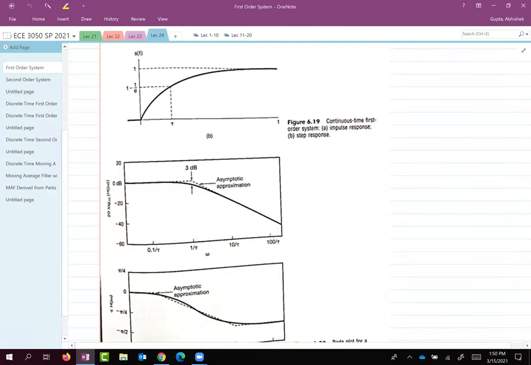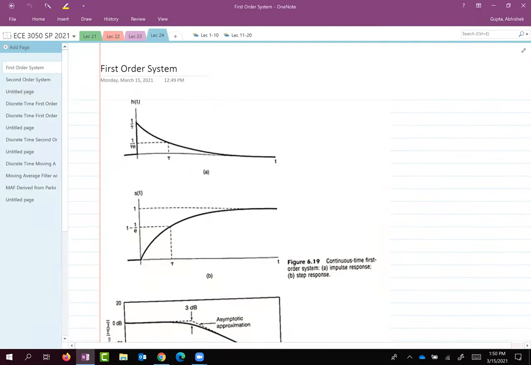All right, so in the previous class, we were talking about the Bode plot of first order and second order system, and we wanted to juxtapose the time response, sorry, the impulse response and the step response of first order system with the frequency response of the system, or rather Bode plot of the system. And we were doing the same thing for the second order system.